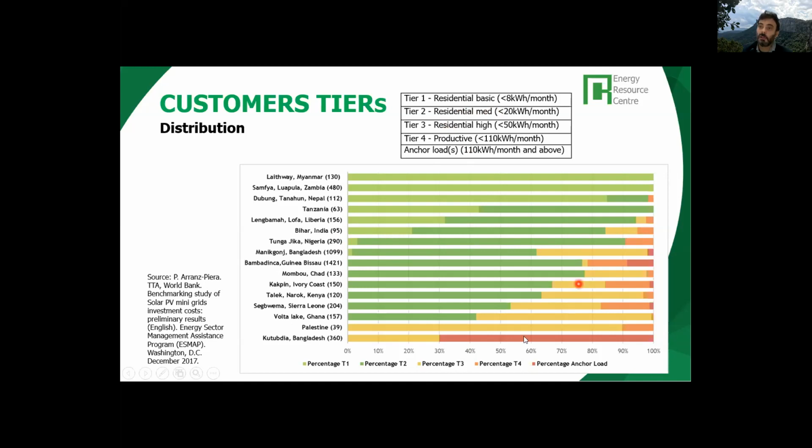So every mini grid has its own pattern of tier distribution. What I want to say here is that you cannot take for granted, you cannot assume a specific pattern for electricity consumption. This needs to be investigated on a project by project, case by case basis, because one village could be different to the next one, even if they are in the same province or in the same municipality. There is variability here.